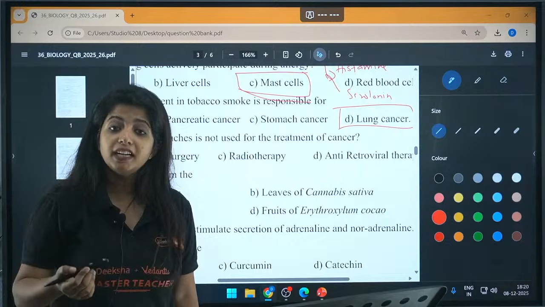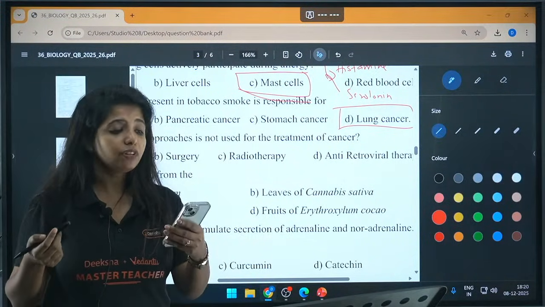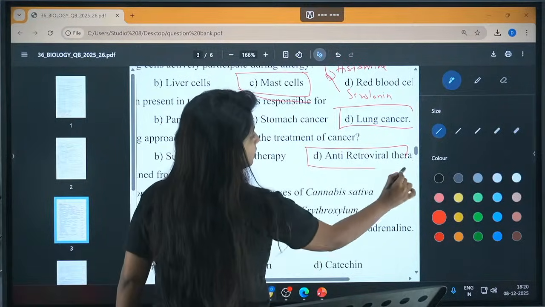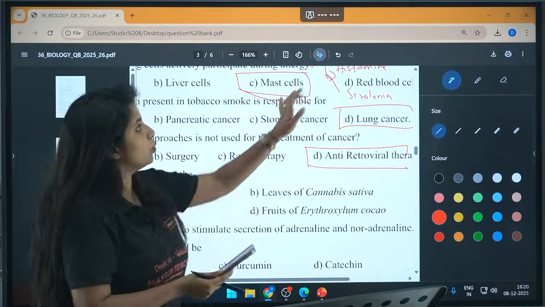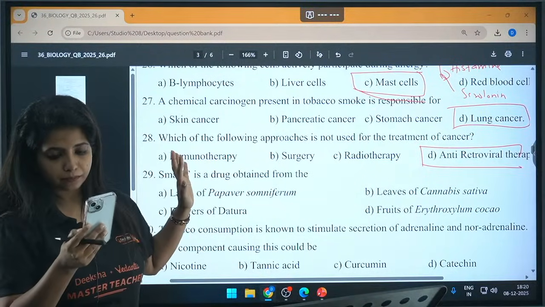Antiretroviral therapy you will need when a virus is causing a trouble out there. For example, in HIV/AIDS, you need antiretroviral therapy. Over here, you do not need it. It's the treatment for cancer. So here, this is the odd one out. You need radiotherapy, you need surgery, you also need immunotherapy for cancer.